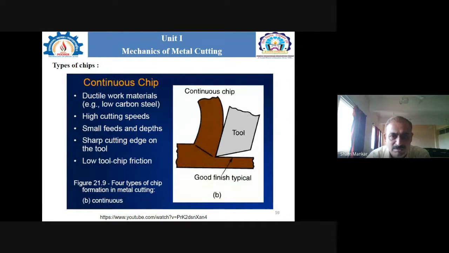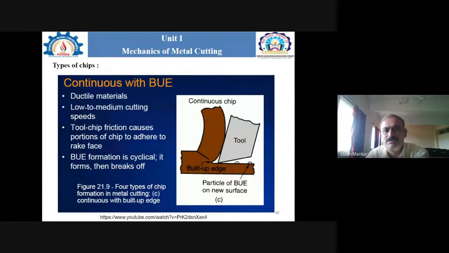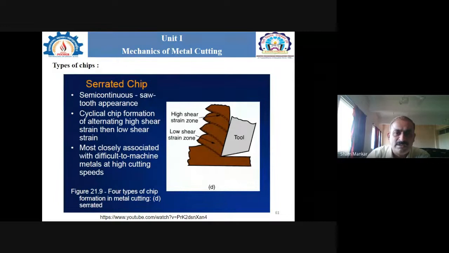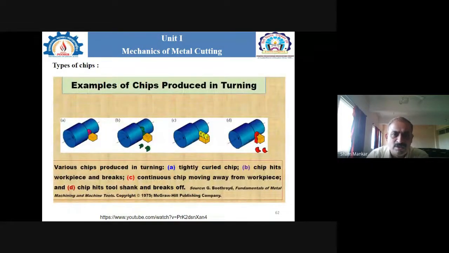Then continuous chip, continuous chip with the built up edge, and then the serrated type of chips. This is one of the examples we saw in the last lecture when performing a simple turning operation on the lathe machine, showing the kinds of different chips which are normally formed.